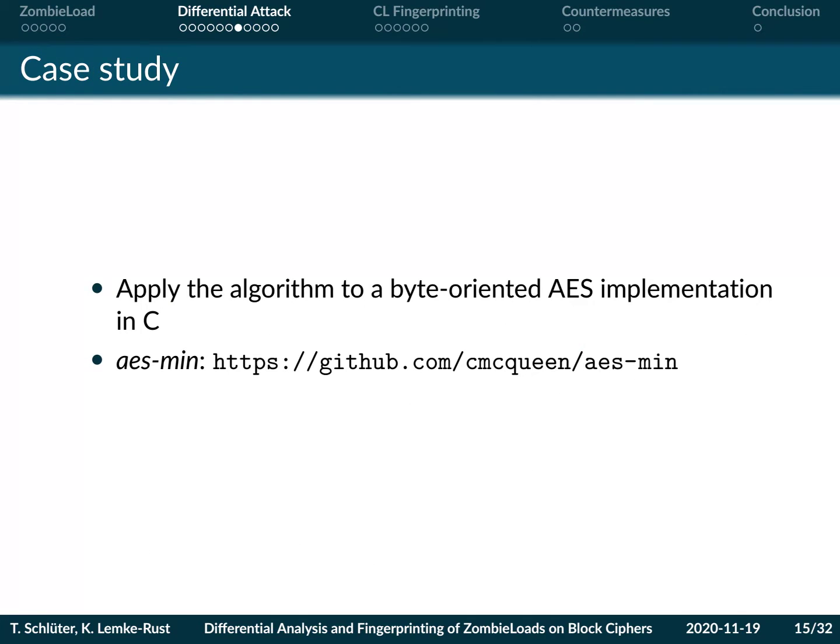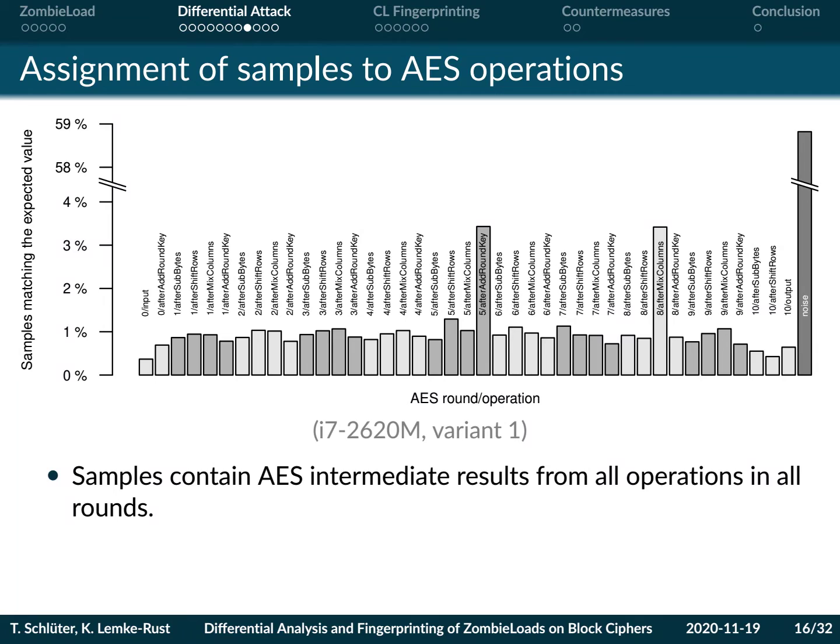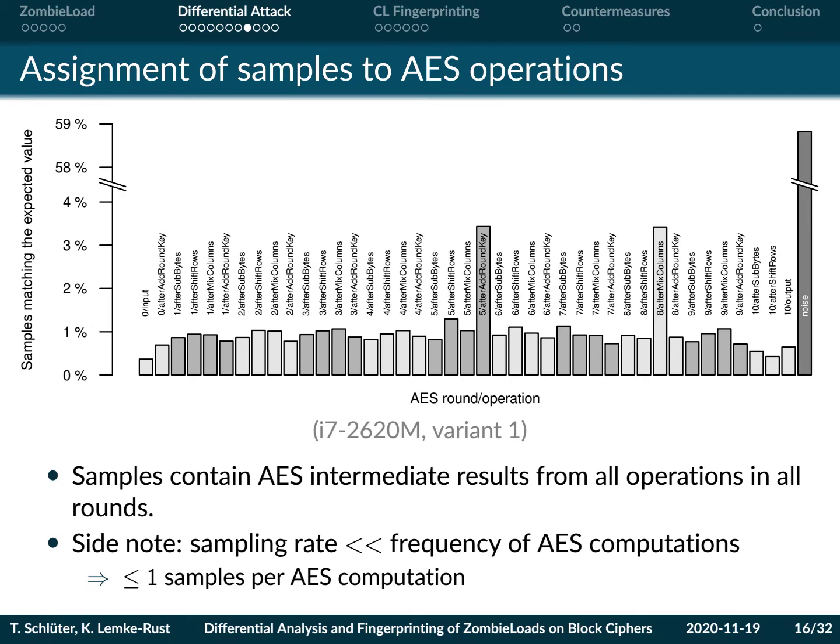Of course, we also implemented this attack, and we used the AES implementation AES-min, which is byte-oriented, implemented in C and very close to the standard. First, we did a preliminary experiment, and we checked which intermediate values we can observe when we sample during the execution of AES-min. And we observed that we can find all intermediate results from all operations in all rounds of the AES. And as a side note, in our case, the sampling rate is way lower than the frequency of the AES computations. That means that we should expect not more than one sample per AES computation, because our sampling rate is so low relative to the frequency of AES computations.